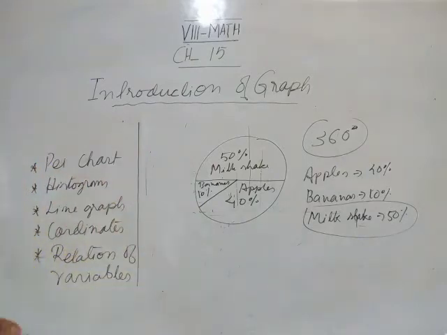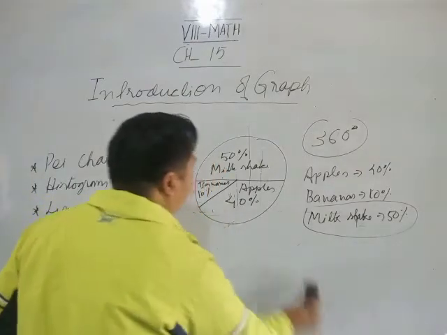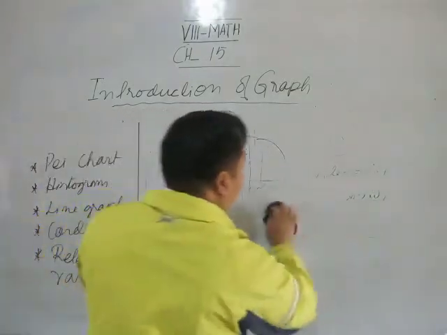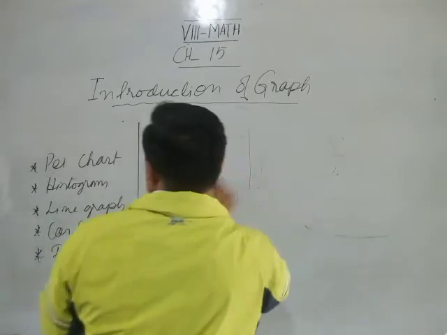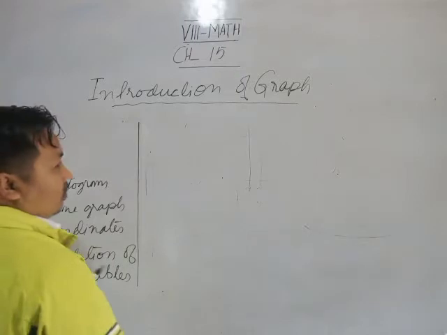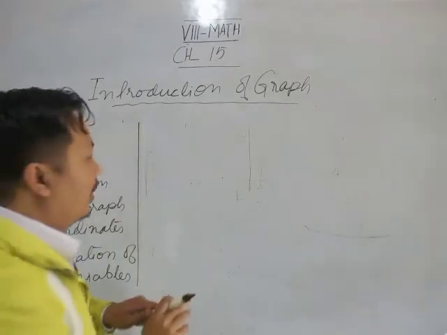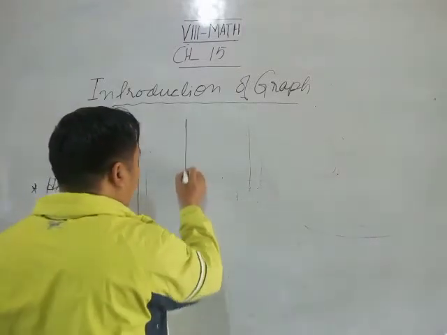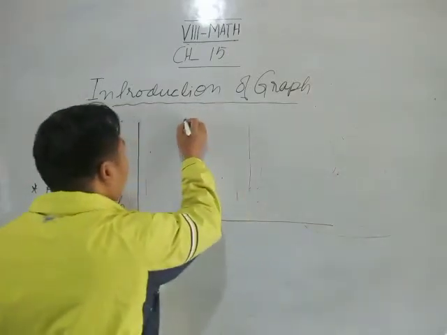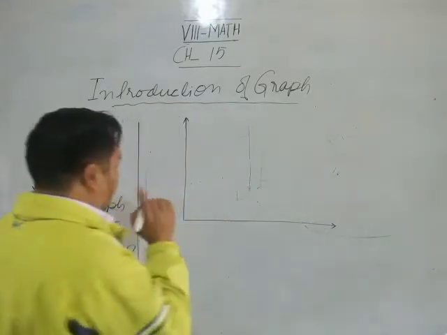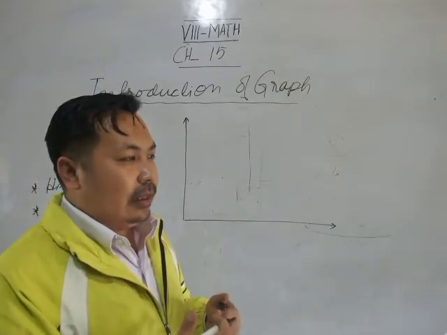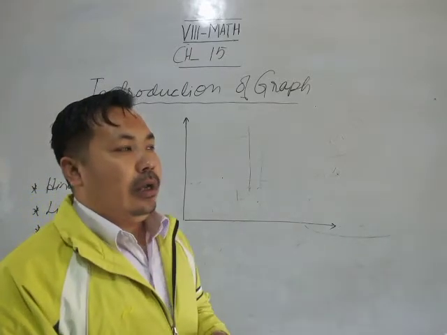Now the next topic is histogram. Try to understand what a histogram is. Now the pie chart is finished, now histogram. So what is a histogram? A histogram is also just like the bar graph, but there is a little difference between the bar graph and the histogram. A histogram represents information which is given with different intervals.